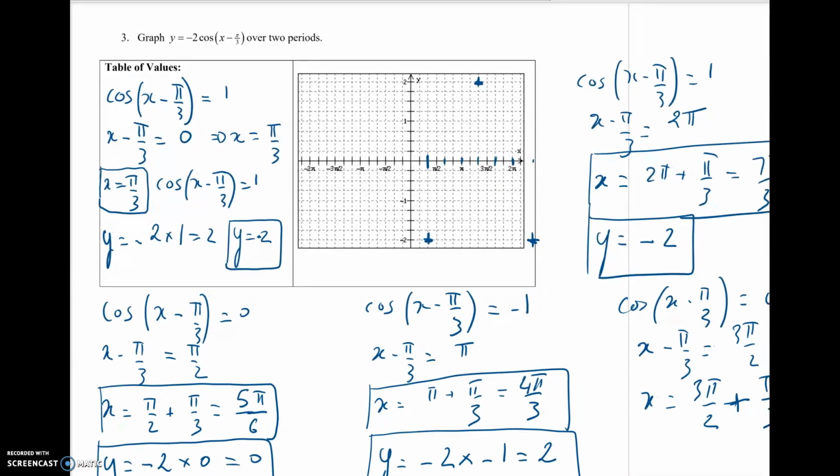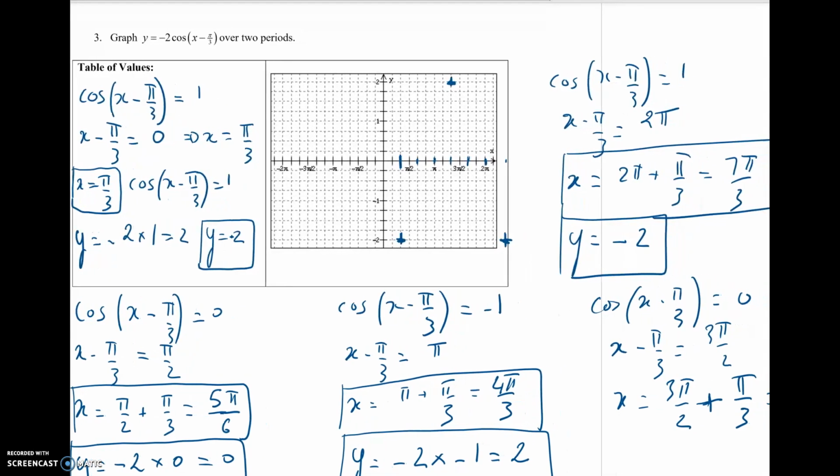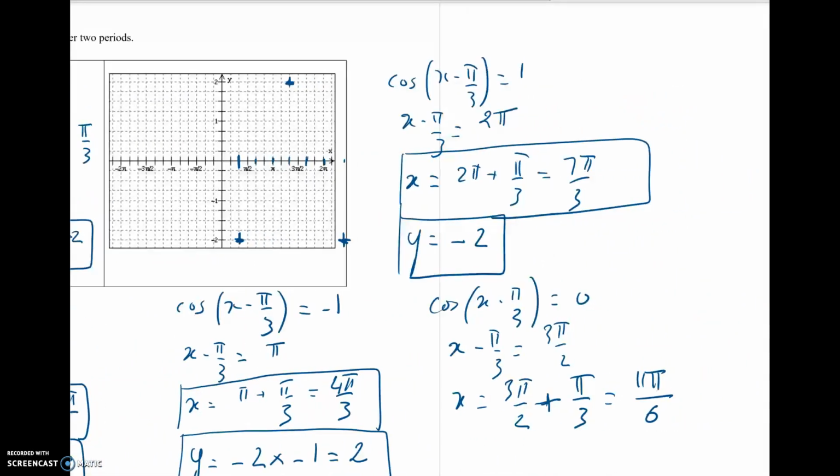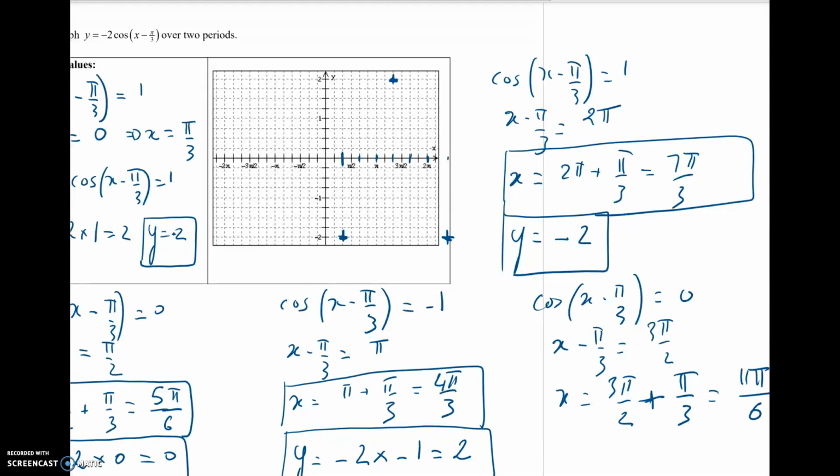The zeros are at 5 pi over 6 and 11 pi over 6. 11 pi over 6 will be a little bit far away, but what I can do is 5 pi over 6. If pi over 3 is right here, pi over 6 is right there. This is pi over 6, guys, right here, when this one was pi over 3.